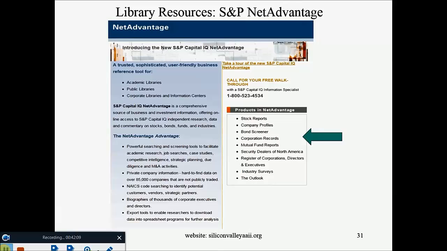next slide. So now we're on to S&P Net Advantage. Again, that's the name of the product that they make available to libraries. Really, this is a pretty good summary of what is available. Standard & Poor's stock reports, company profiles. They have a bond screener. They have mutual fund reports. They have industry surveys, and one of their most famous products is the Standard & Poor's Outlook, or as they call it, the Outlook. So this gives you an idea of what they offer.